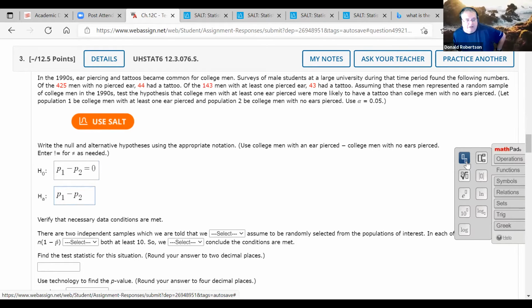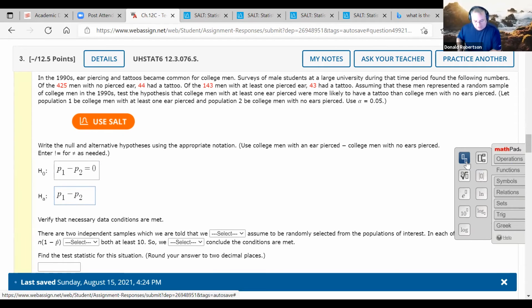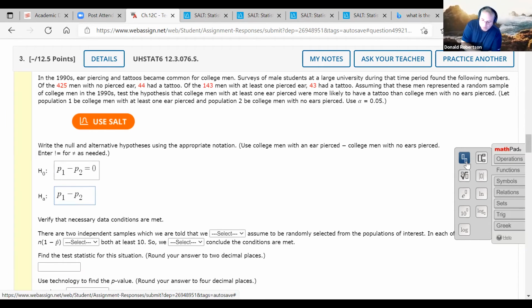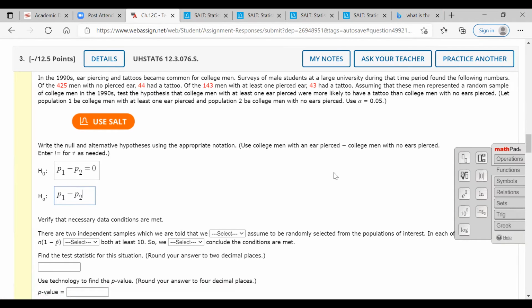Now, sometimes they're really sneaky here and they switch places in the story. So they talk about men and women, but later on, women come first and men come second. So we have to be really careful that we get the ones and twos the right way around. So in this story, who is one? Do they have an ear piercing or not? If you're number one, I'll use college men with ears. So I guess it would be the second way around. So would it be?